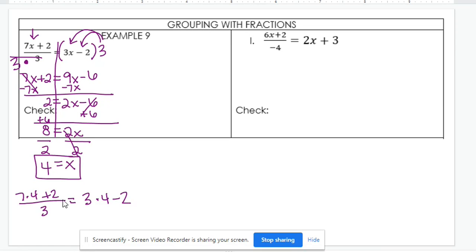So 28 plus 2 is 30 divided by 3 is 10. On the right side, 3 times 4 is 12. 12 minus 2 is also 10. So 10 does equal 10, so it's right. All right, try number 1 by yourself using the same strategy. And when you're finished, press the play button, and I will go over the solution.